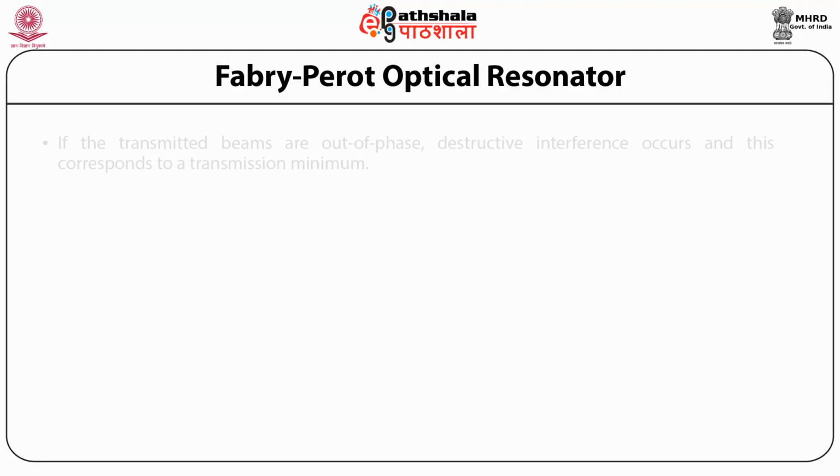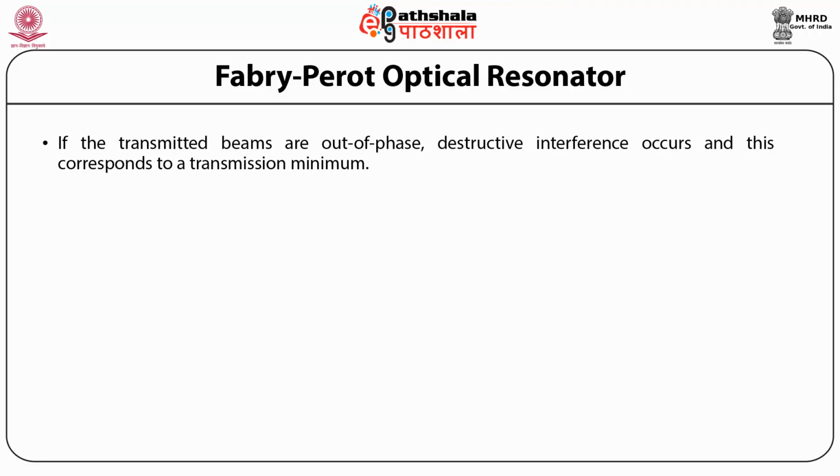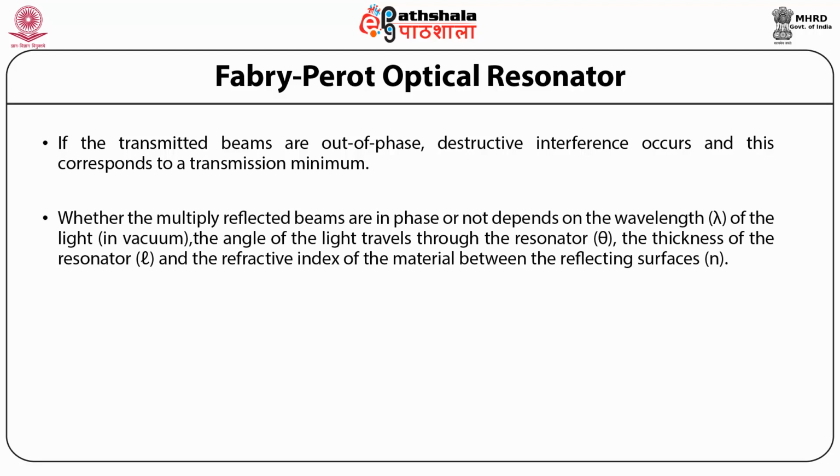The varying transmission function of a resonator is caused by interference between the multiple reflections of light between the two reflecting surfaces. Constructive interference occurs if the transmitted beams are in phase, and this corresponds to a high transmission peak of the resonator. If the transmitted beams are out of phase, destructive interference occurs, and this corresponds to a transmission minimum. Whether the multiply reflected beams are in phase or not depends on the wavelength of the light in vacuum, the angle theta at which the light travels through the resonator, the thickness of the resonator L, and the refractive index of the material between the reflecting surfaces.